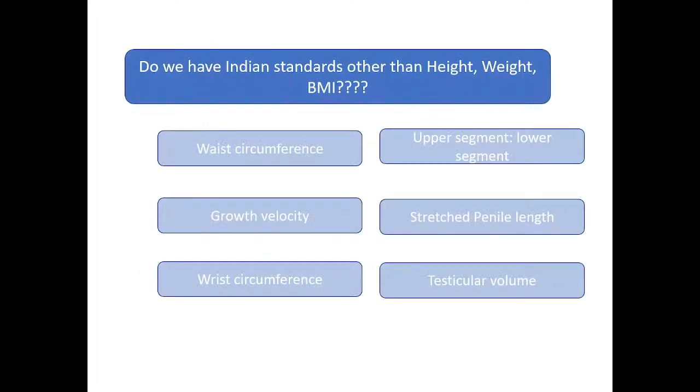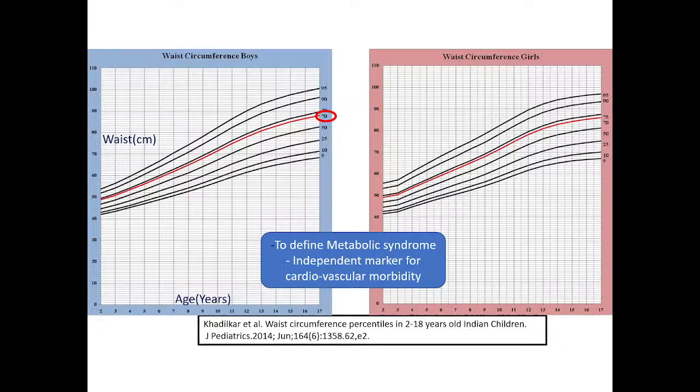Other parameters that we usually take is the waist circumference, upper segment, lower segment. We already talked about growth velocity, stretch penile length, wrist circumference. Nowadays people are using it for obesity. Okay, testicular volume in an adolescent guy is very important to take the SMR. So waist circumference nowadays, because our country is actually, we are meant to be obese. Genetically we are obese. And we are seeing there are many obese patients that don't have any metabolic syndrome, because the metabolic syndrome is primarily dependent on the waist circumference. So if your waist circumference is more, you are having a high chance of developing the metabolic syndrome.